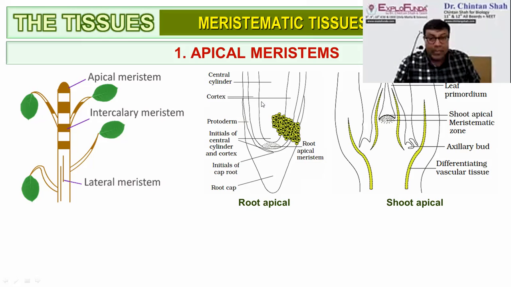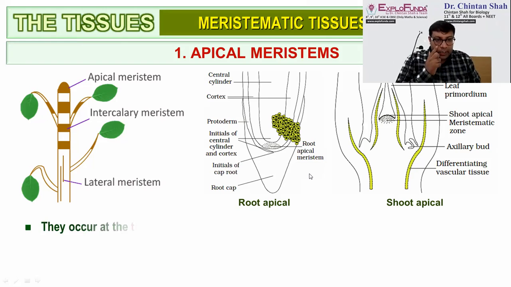And the outer one is known as the protoderm. Outside of the cortex is known as the protoderm, and then it will give rise to the initials of the root cap. Perfect. The initials of the central cylinder and cortex are also over here. Are you okay with this? Okay. Now we are going for detail.